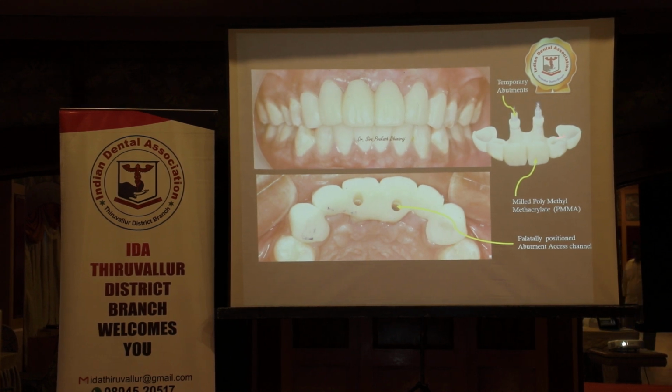Look at the temporary. This is a milled polymethyl methacrylate. So gone are the days when we used to do the flasking for heat cure acrylics. Now, with the requirements, in the lab they design it in ExoCAD, and the entire PMMA is milled out from a PMMA block, and your temps are ready. Maximum 10-15 minutes your temps are ready. All they have to do is polish and send it back to your clinic. Within 2 hours I'll fix my temps.